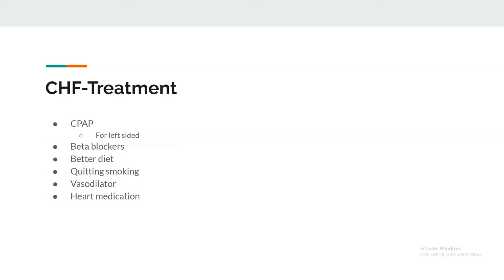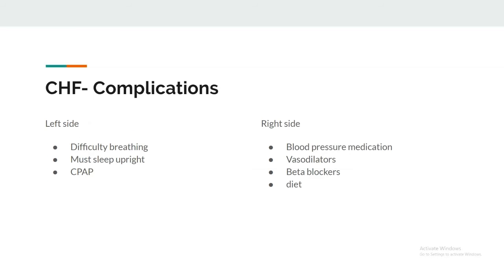So, how is it treated? For left-sided, it can be treated with CPAP, continuous positive airway pressure, which allows the fluid in the lungs to be forced back into the bloodstream, so that we're not drowning in our own blood, which is kind of gruesome. It can also be treated with beta blockers, better diet, and quitting smoking, because again, smoking's a big deal in any heart condition. A vasodilator, something to make the blood vessels dilate a little bit, so it's easier for the heart to pump blood out, and heart medication, which can be a wide variety of things. But for this one, we really want something that's going to make the heart pump a little bit more effectively.